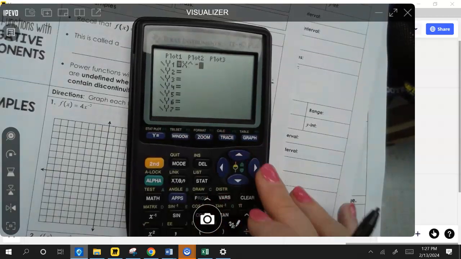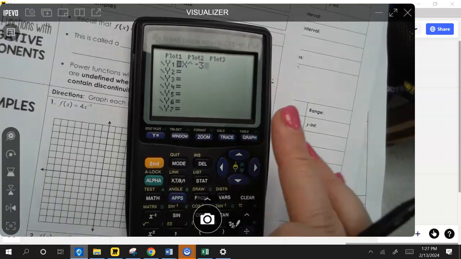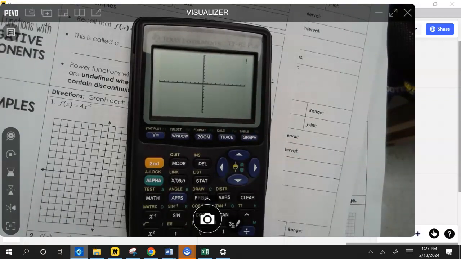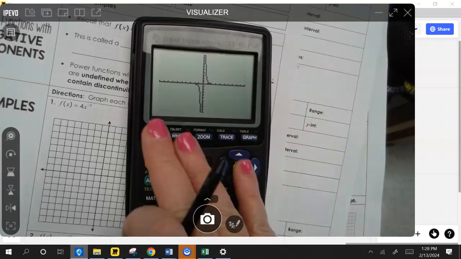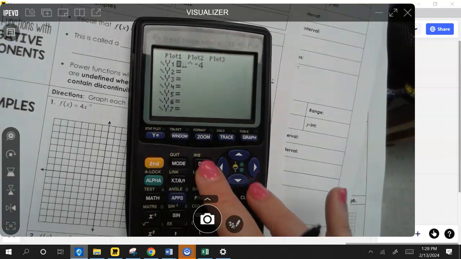So y equals, and change it to a 3. So we've got x to the negative 3rd. And see what happens. Now this looks a little more like that reciprocal function, right? See what's happening with them? What happens if I had x to the 4th, but let's put a negative in front?